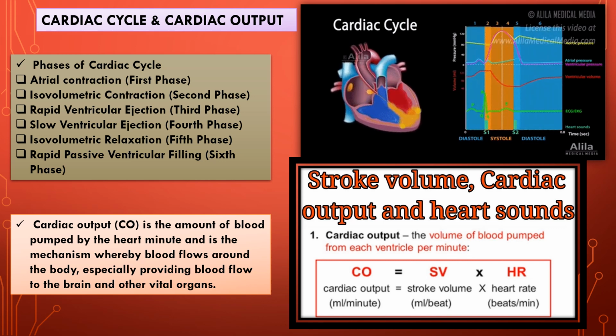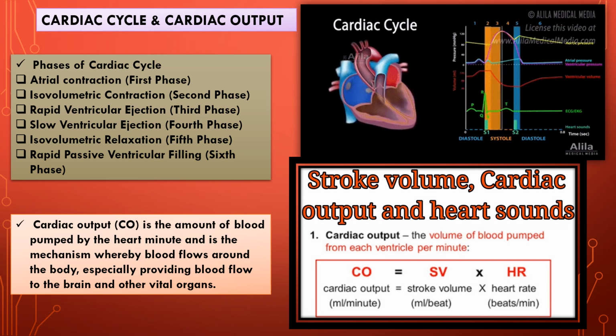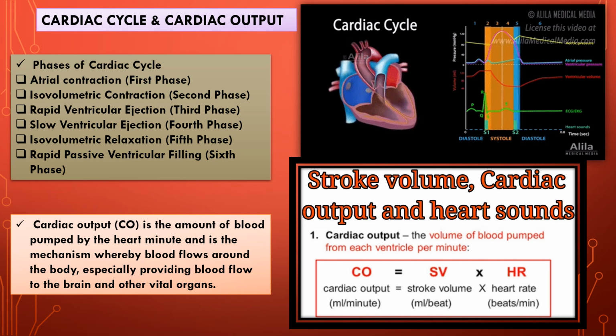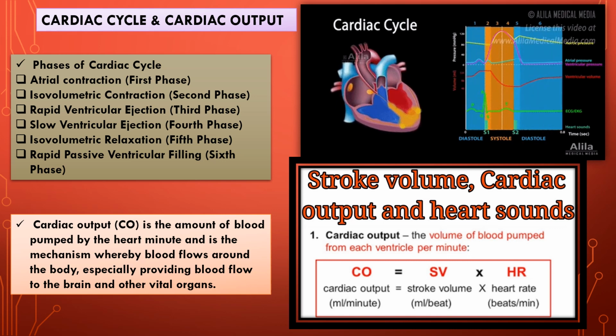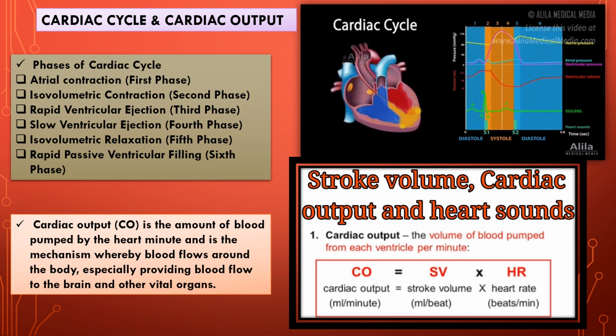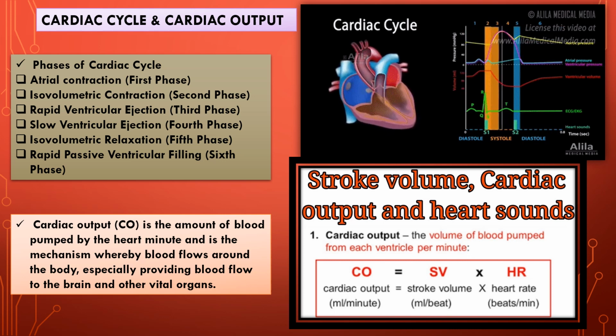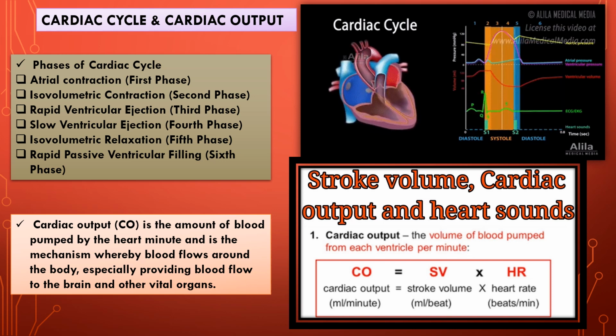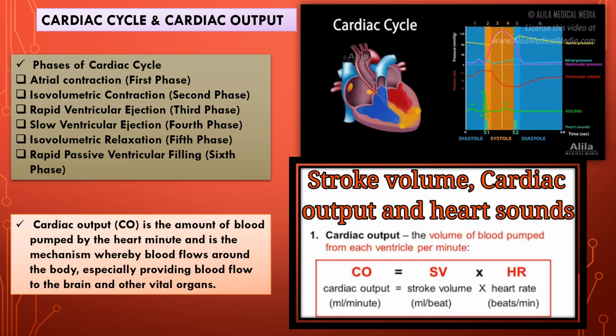Now we are talking about cardiac output. Cardiac output is a very common word. What is CO, or cardiac output? It is the amount of blood pumped by the heart per minute and is the mechanism whereby blood flows around the body, especially providing blood flow to the brain and other vital organs.